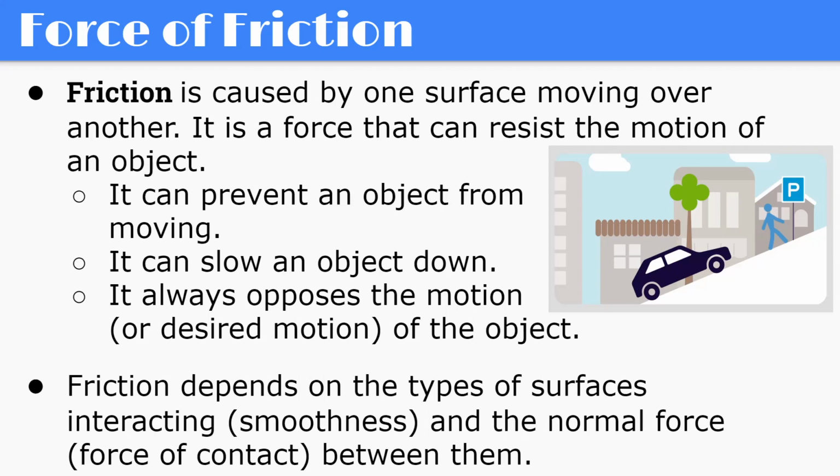Now, the amount of friction present will depend on two different factors. The types of the surfaces interacting, whether they're smooth or rough, is going to play part of that role. And then the normal force, and that's that force of contact between them. So if there's a lot of support force there, if there's a lot of contact between the two, you're going to have more friction than if you have less of that. So it depends on those two things, and we can see that in an equation.